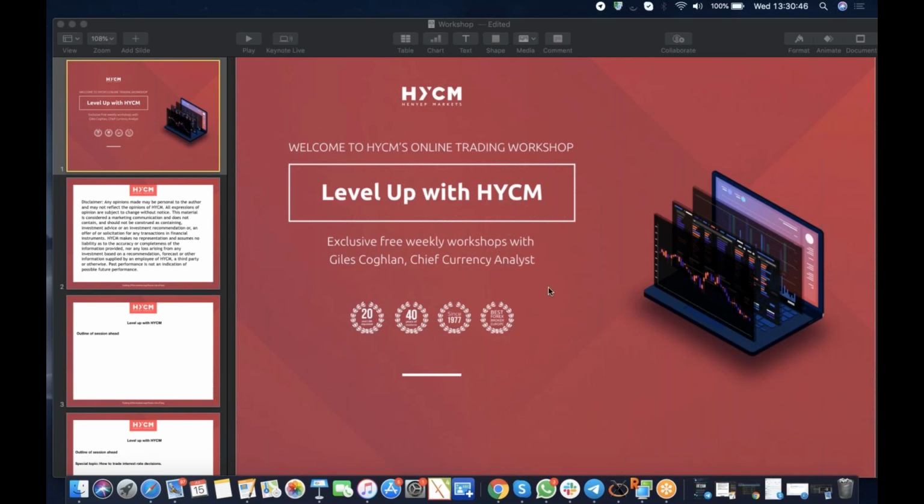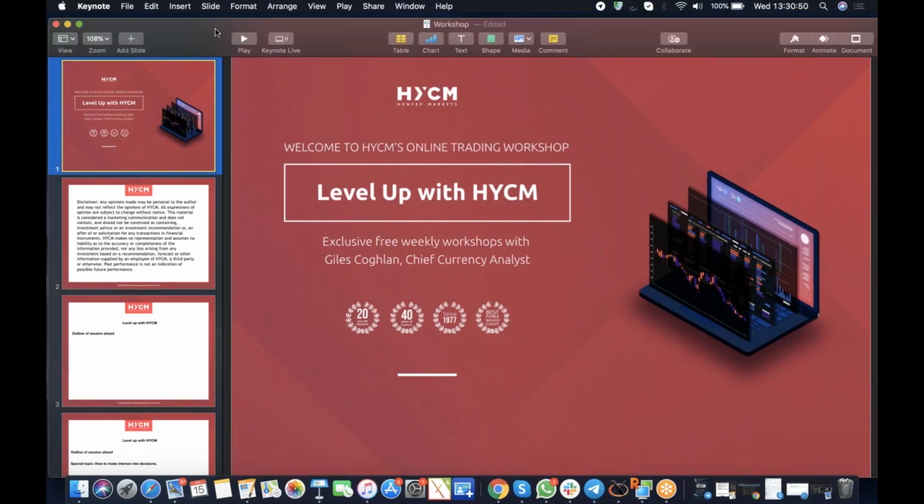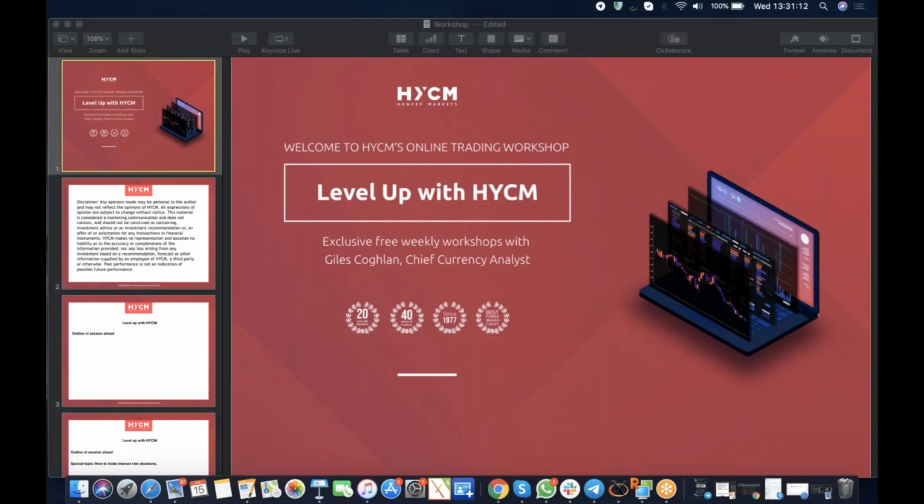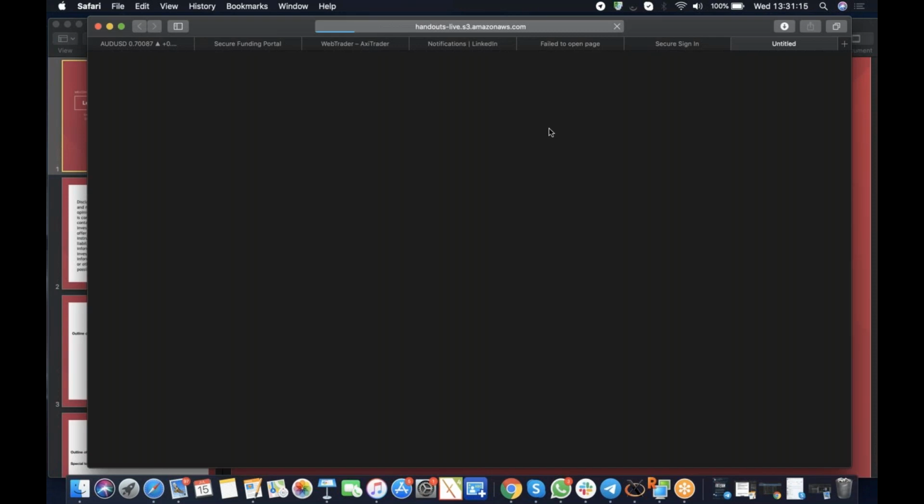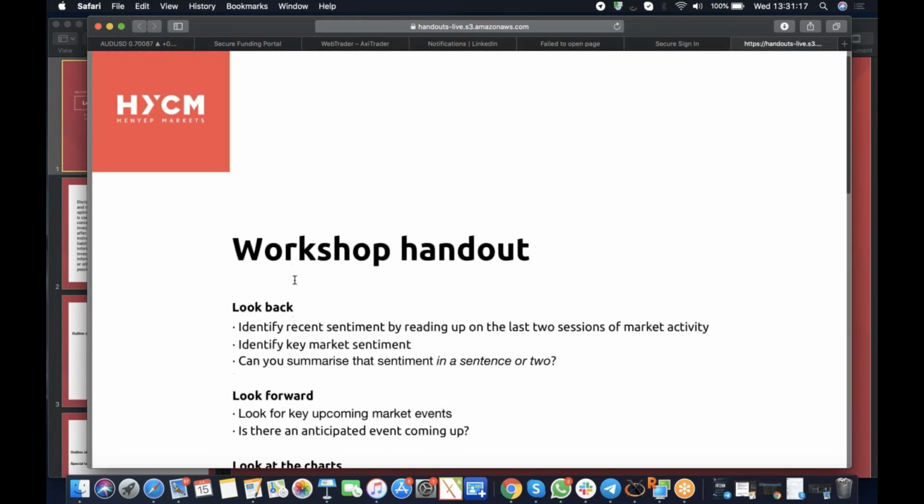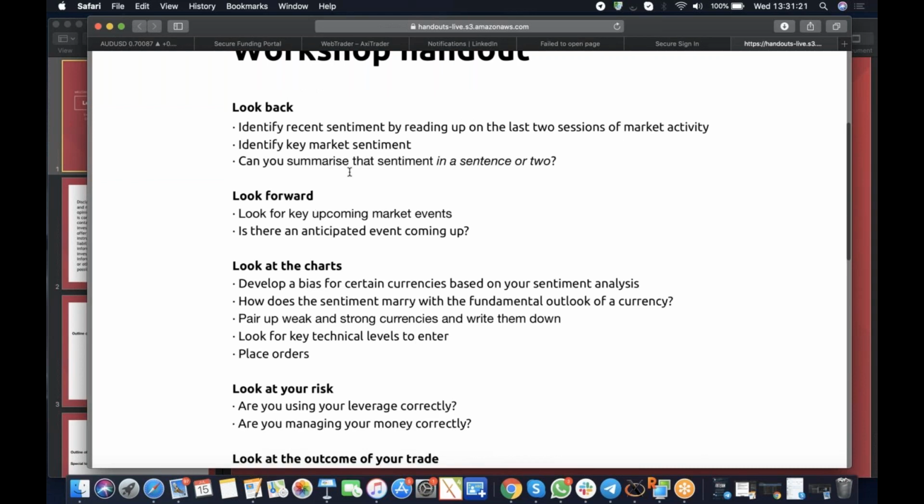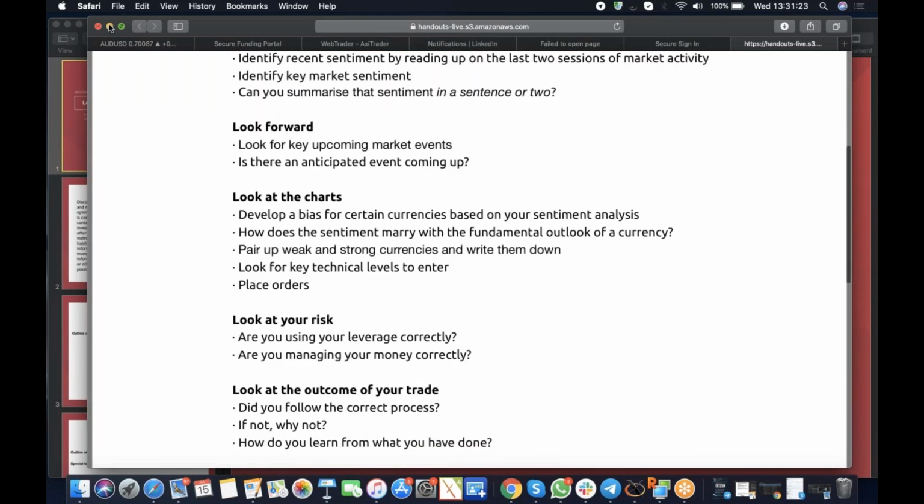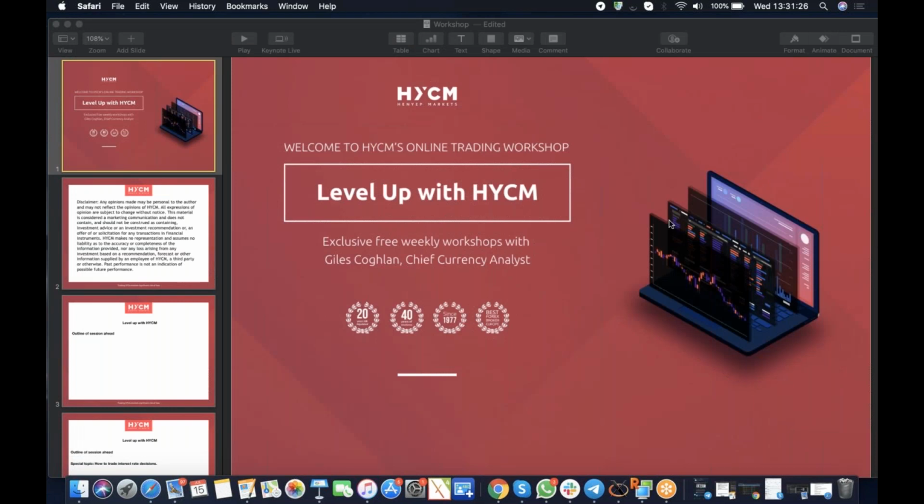Just as other folks are coming into the webinar, to outline what we're going to be going through: I'm going to be going through the dominant currency sentiment pair for the day, showing you how to recognize a dominant currency sentiment pair and then how to take advantage of it. Also going to show you the structure that I use for trading every single day. You'll find that in the handout section of the GoToWebinar control panel. There's a little overview, it says workshop handout, and if you click that, you will see the summary on how to use the workshop, how to use charts, looking at risk, looking at the outcome of your trade, etc. So don't forget to use that facility.